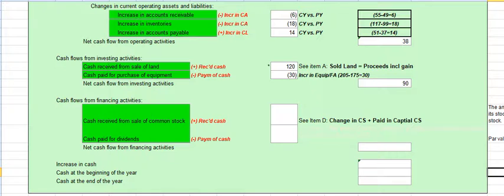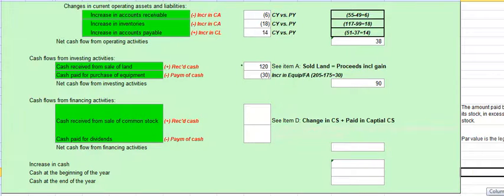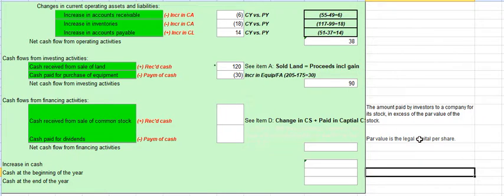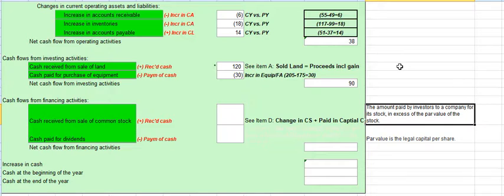So D, it says that common stock was issued for cash. So here we need to look at the change in common stock on our balance sheet and paid in capital. If you look at paid in capital in excess of par value, this means the amount that an investor paid for my stock in excess of the par value.